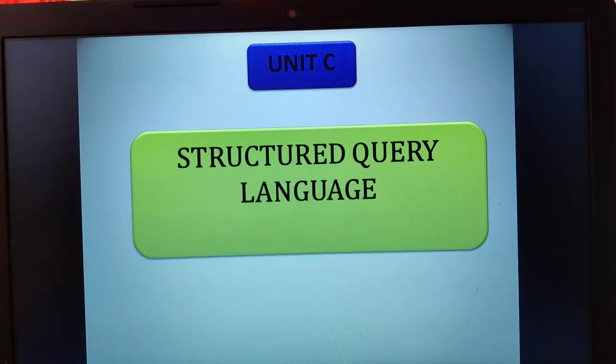Here in case of structured query language, firstly we need to know about some important definitions, that is, what is data. Data is nothing but the collection of facts, figures, statistics which can be processed to produce meaningful information.